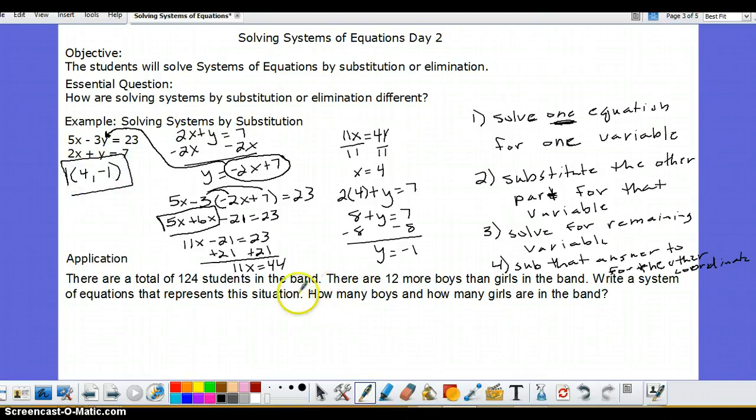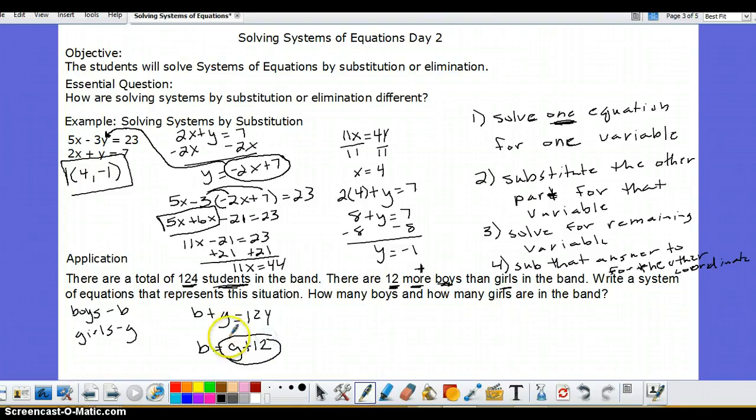Alright, here's a word problem to go over it. So it says there are a total of 124 students in the band. There are 12 more boys than girls in the band. Write a system of equations that represents this situation. So we're dealing with boys, B, and girls, G. So there are 124 students, so boys plus girls equals 124. Then we have 12 more boys than girls. So boys are equal to, since they're more, girls plus 12.